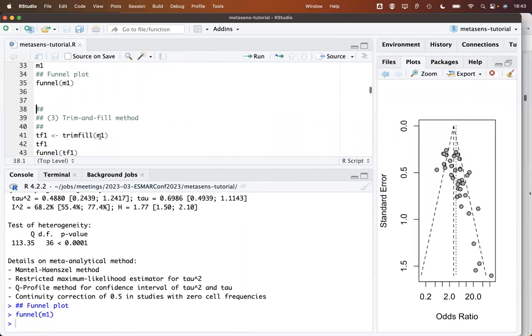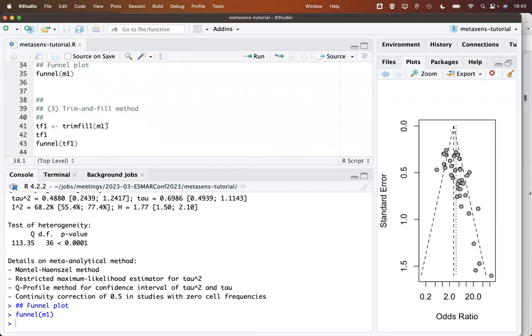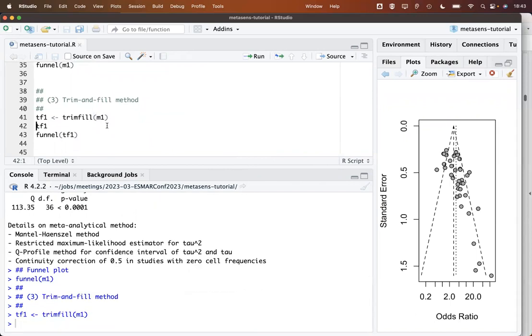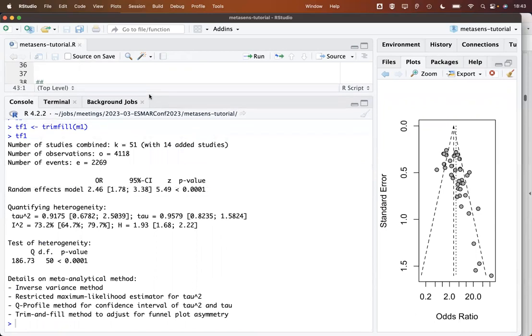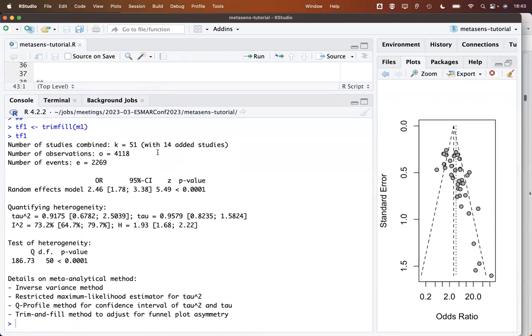So then let's, in the next step, use trim and fill, which is part of the meta package, so part of the basic functionality. And if we run this trim and fill analysis, we see that trim and fill adds 14 studies to our 37. So in total, we then have 51 studies. The odds ratio here is clearly reduced from 3.7 down to about 2.5.